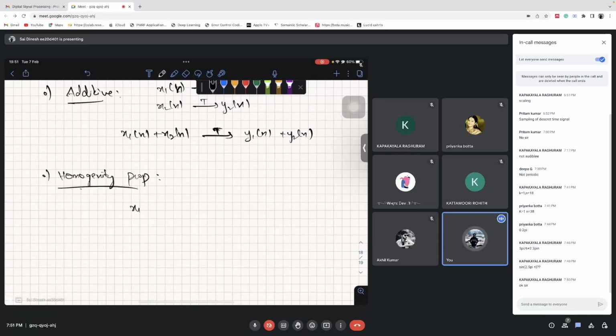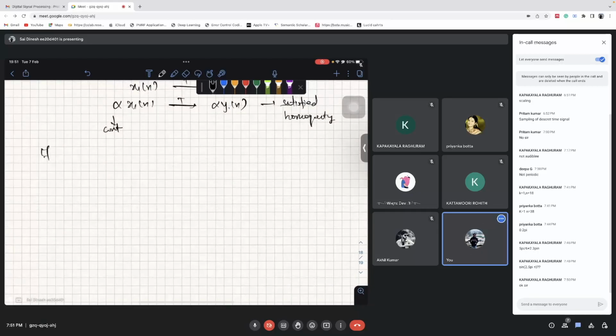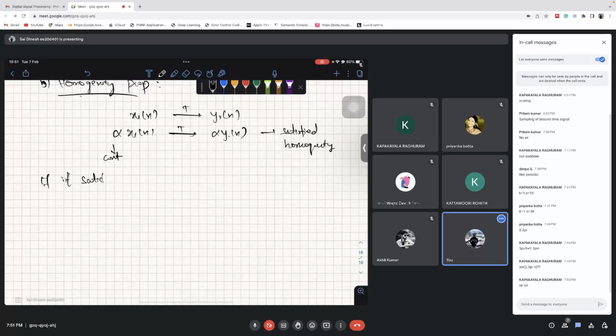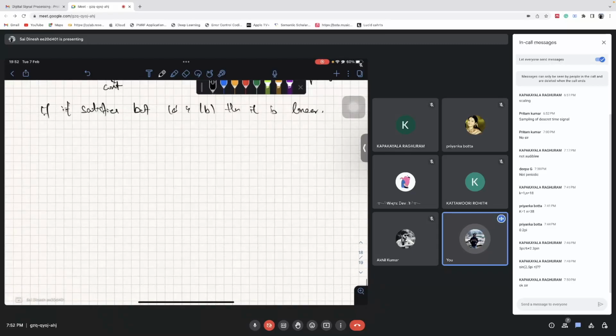Homogeneity is when you give a signal x of n and it produces y1 of n, and if you multiply it with a constant alpha, then it should give alpha times y1 of n, and then it satisfies homogeneity. If it satisfies both a and b, then it is linear. This is one thing. So this is the linearity.